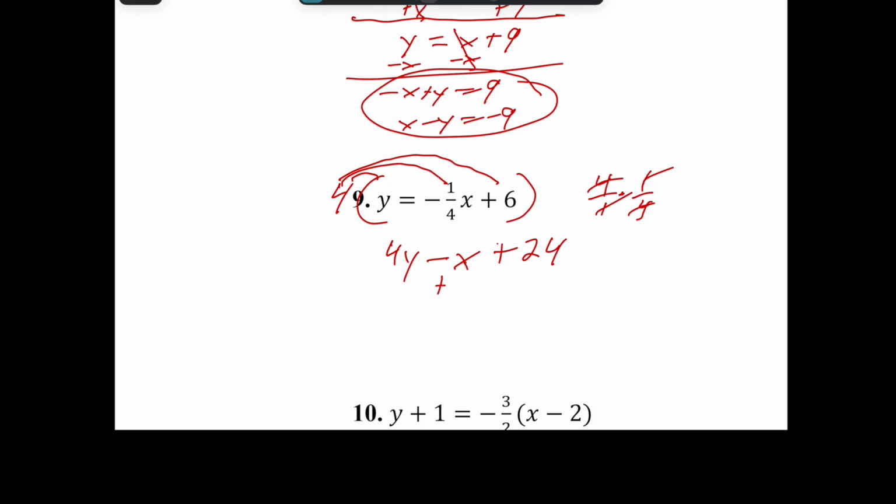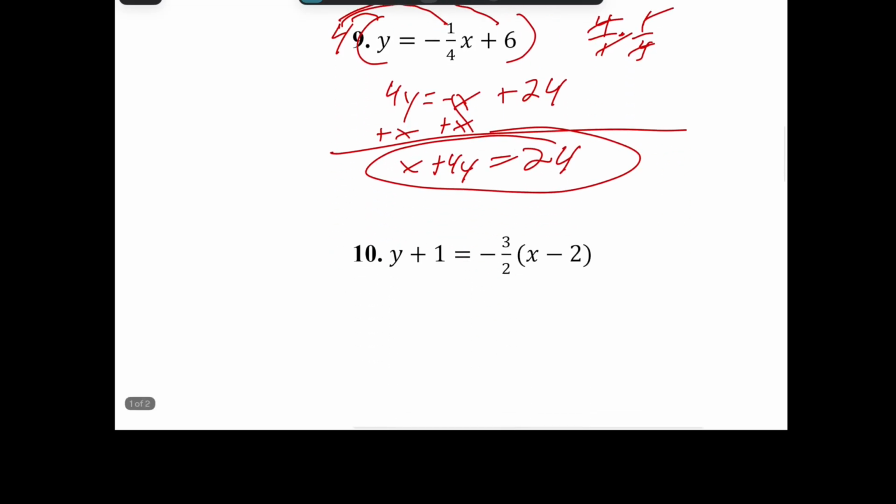Oh, sorry. I forgot to put an equal sign. My apologies. Equals negative x plus 24. All right, yeah. Don't get ahead of yourself there, right? Right, Mac? Here we go. X plus 4y equals 24. And guess what? We're done. Nothing left to do. All right, let's do this one.